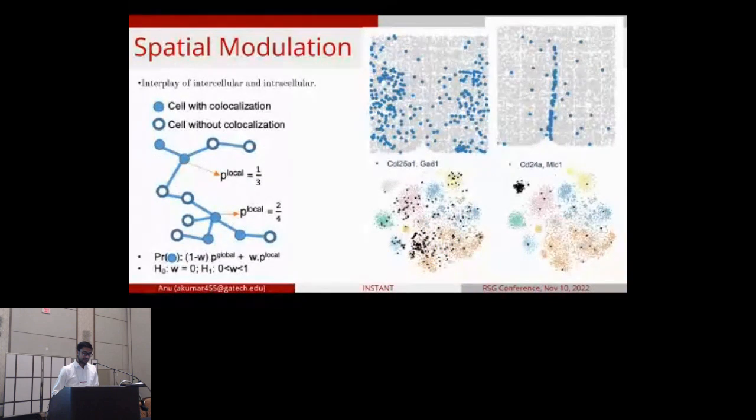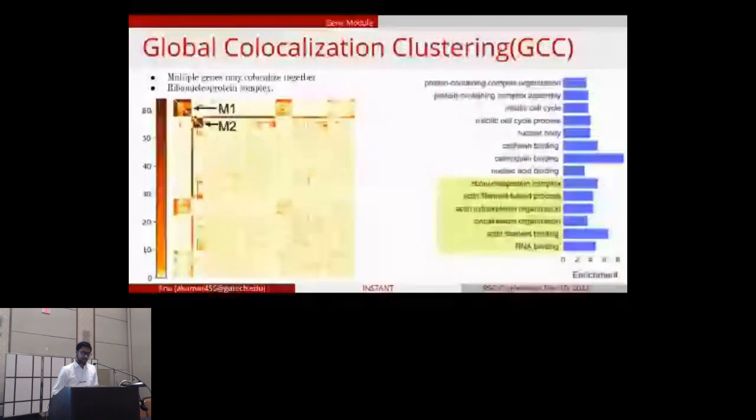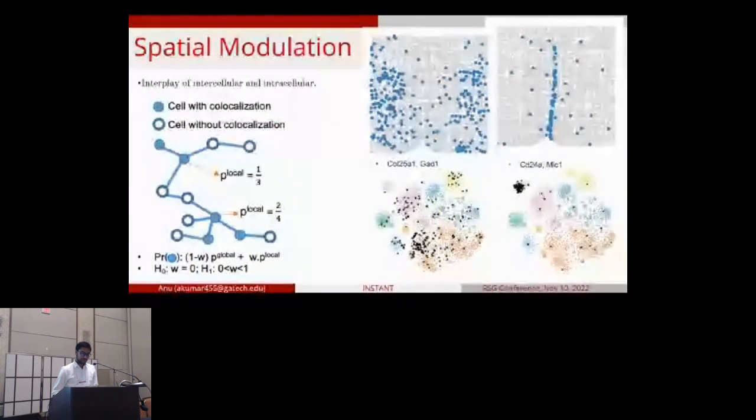One is again cell type specific, this one, and again this one, the first panel is not cell type specific. So you can see COL25A1 and GAD1, the cells here, the blue dots, have a spatial region in which they are actually co-localized. In the t-SNE plot, you can see these black dots are scattered throughout all cell types. However, another gene pair, CD24A and MLC1, co-localizes in a strip region here, and it's only present in one of the cell types.